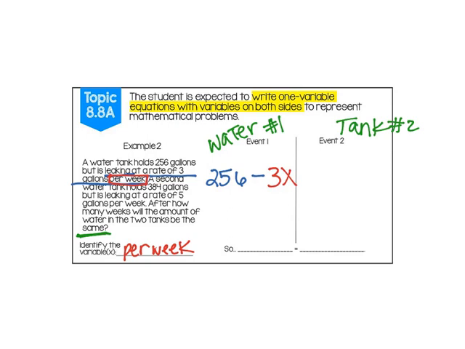All right, tank number 2. Second water tank holds 384 gallons. So we know we're starting with 384. Then it says is leaking at a rate. So again, this one is also leaking. So it's losing water, subtraction, at a rate of 5 gallons per week. So that's our variable. It doesn't tell us how many weeks. So 5x. And then it says after how many weeks will the amount of water in the tanks be the same. So then we know we're just going to set these equal to one another. So 256 minus 3x is equal to 384 minus 5x.